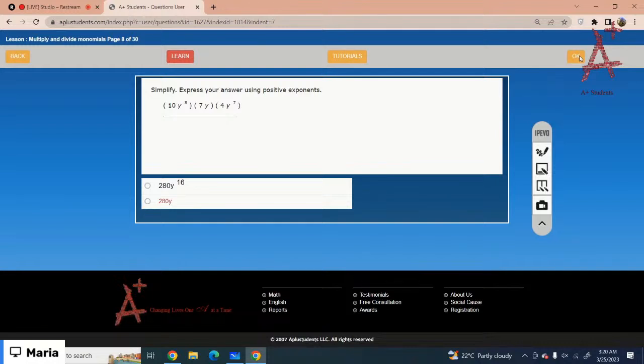Yes, 10 times 7 is 70 and 70 times 4 is 280. And just add the exponents. 8 and 7 is 15 and 1 is 16. So it would be 280 h to the 16. Got it?